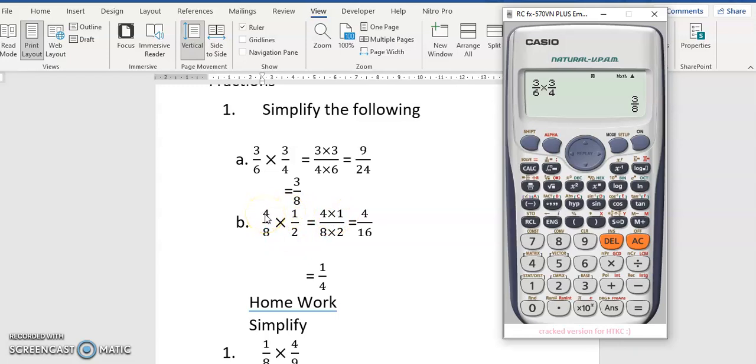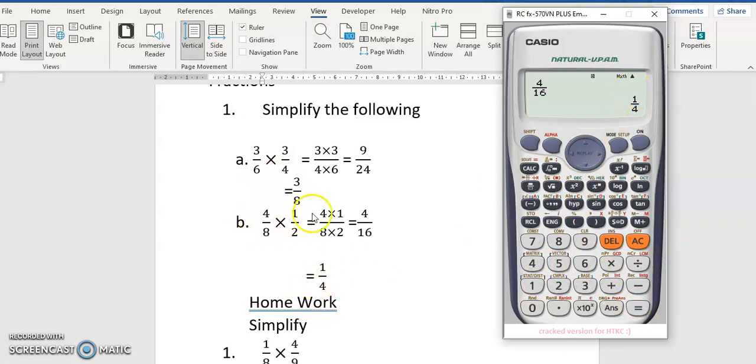So it means this one is going to be 4 times 1 over 8 times 2. 4 times 1 is 4. 8 times 2 is what? 16. Now let's see how we got this one. 4 divide 4, 1. 4 divide 16, 4. See how the calculator is going to give us 4 over 16. It gives us 1 over 4.